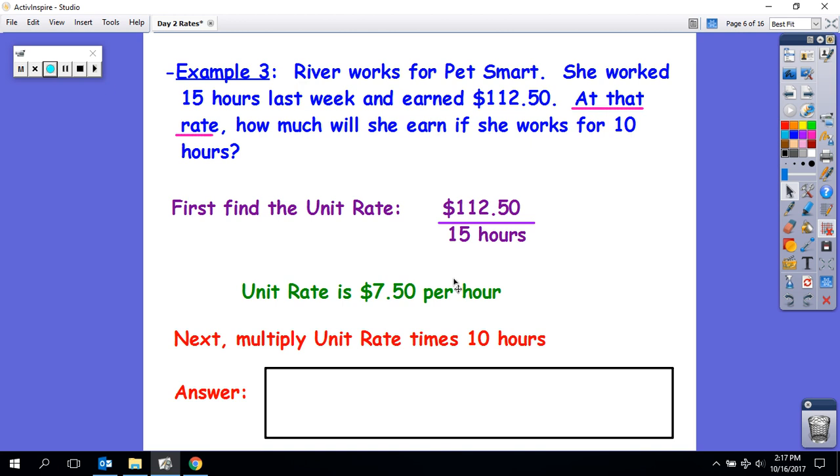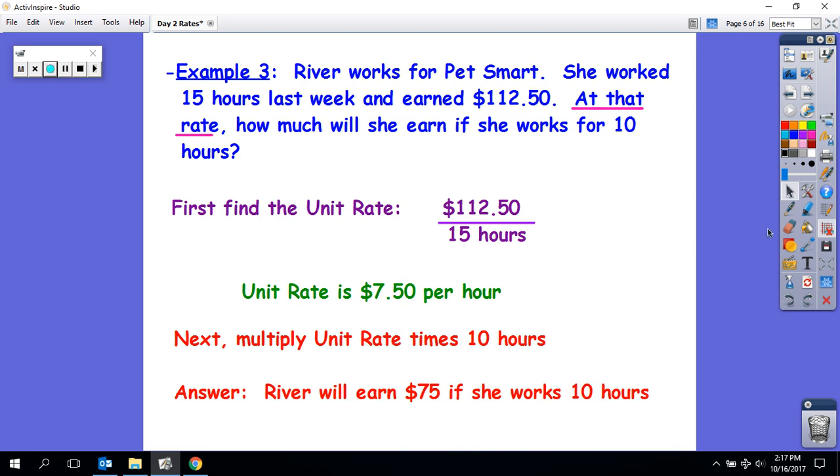Whatever you want to know one of, that's the unit that goes on bottom. So now that we know that she makes $7.50 per hour, how much does she earn if she works 10 hours? So you simply multiply $7.50 times 10, and you get that she earns $75. And that would be your final answer.